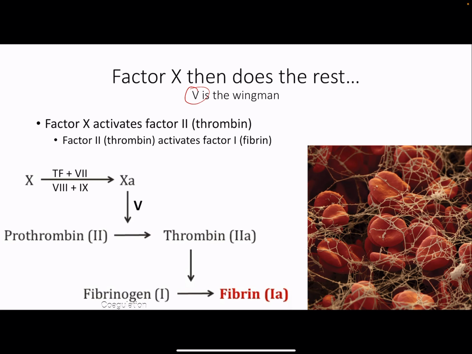Again, we said that 5 is the wingman. 10 activates thrombin, which is factor 2. Thrombin activates factor 1, which is fibrin, and then the fibrin start to cross-link together.